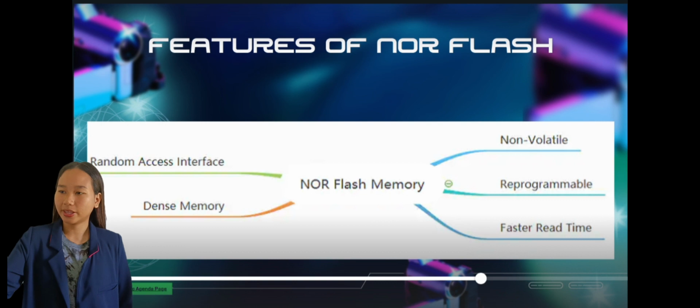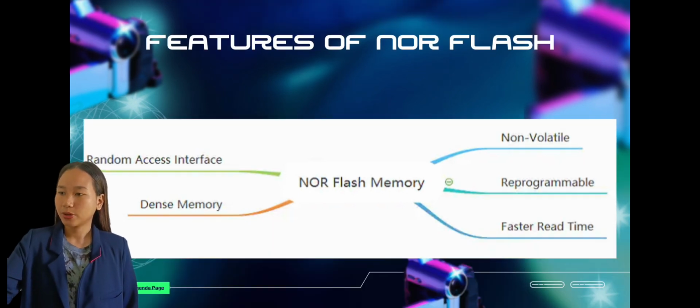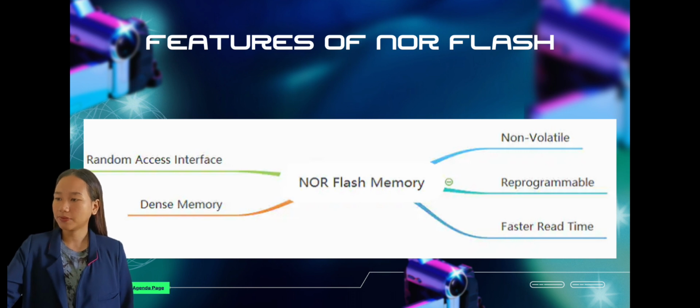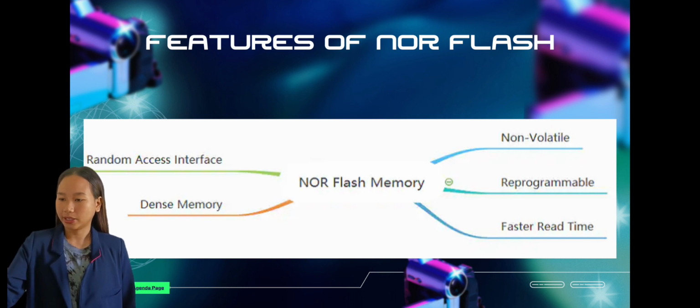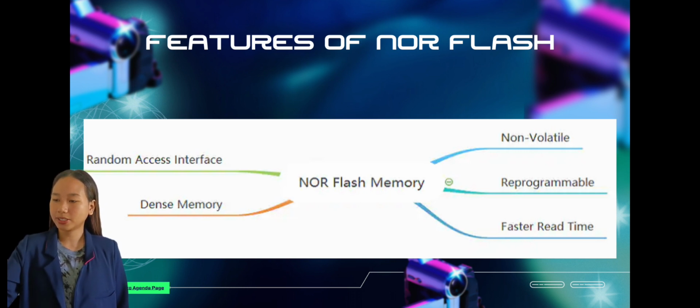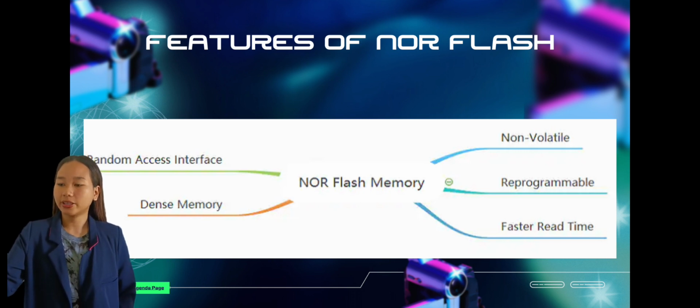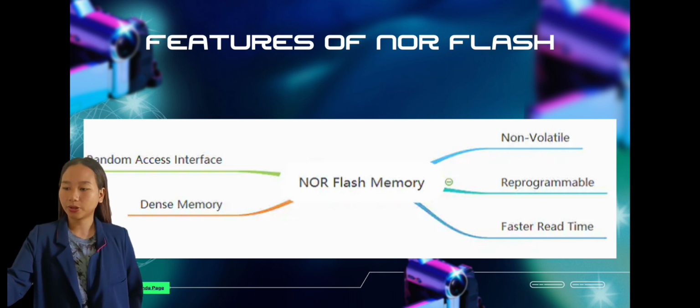Next are the features of flash memories. We have here the random access interface, dense memory, non-volatile, reprogrammable, and faster read time. First is non-volatile. NOR flash memory is a non-volatile storage, meaning the storage devices with this kind of flash memory retain the data without using a battery or any other voltage supply. It can keep the data for a long period of time without corrupting it.